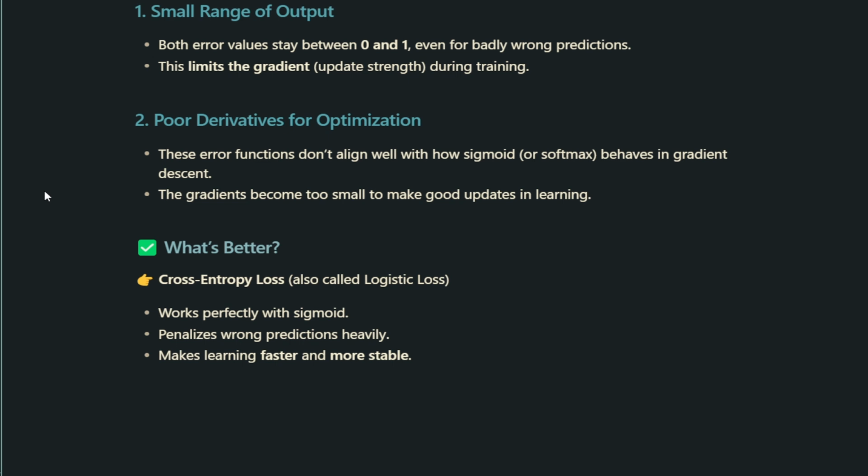So what's the solution? Instead of these, we use cross entropy loss, also called logistic loss. This loss function works perfectly with sigmoid, penalizes wrong predictions heavily, and makes training much faster and more reliable.